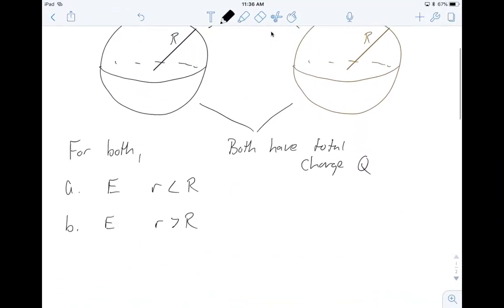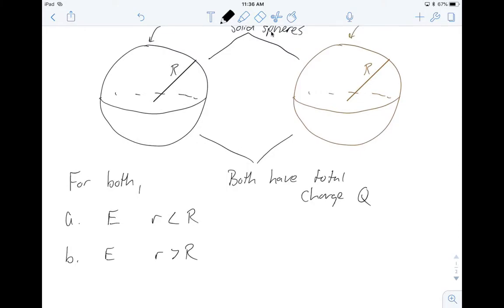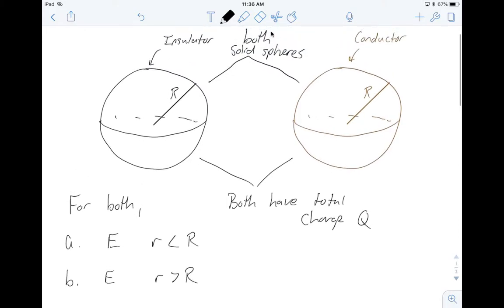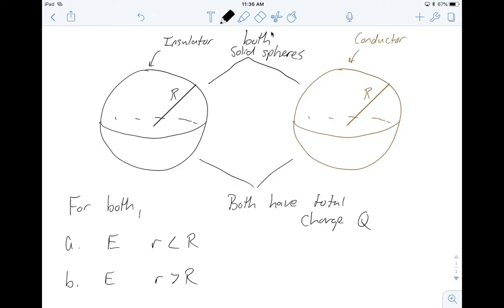In this video, we want to use Gauss's law to find the electric field in two different regions. We want to find the electric field when little r is less than big R, the radius of the sphere, so the electric field inside of each sphere, and then the electric field outside of each sphere, when little r is greater than big R.